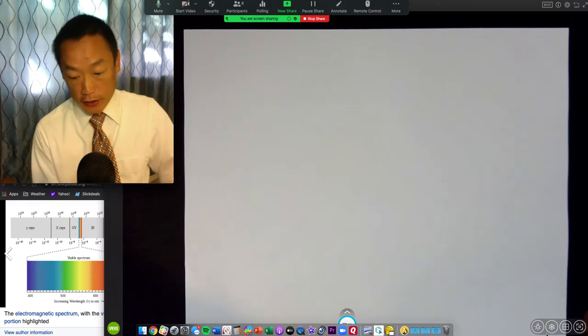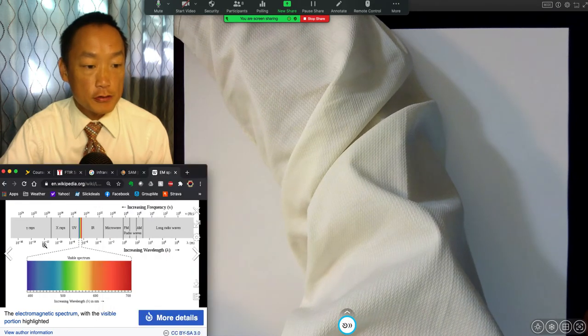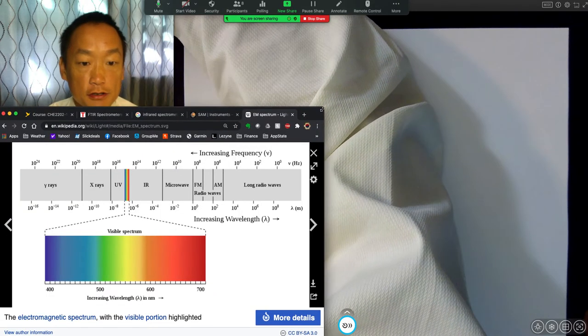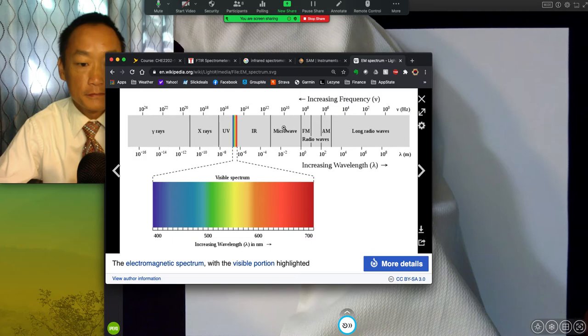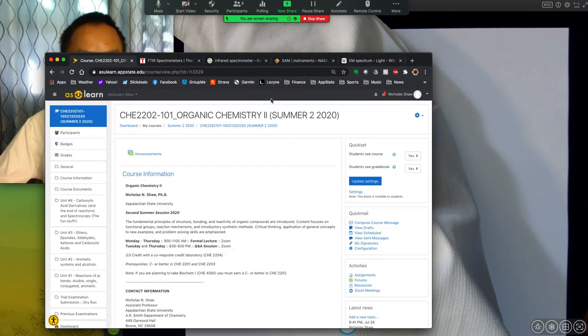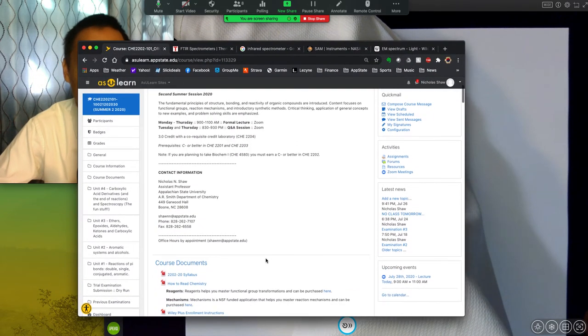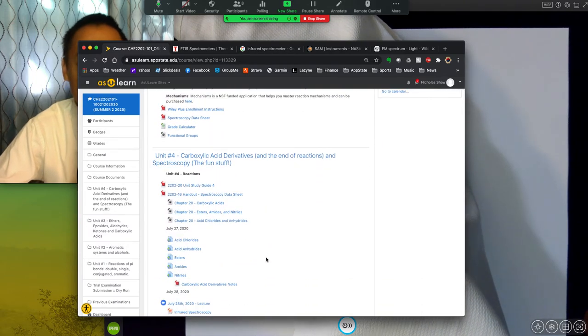Let's get started. The first thing I want to do is draw your attention to the As You Learn page. Today's going to be so much fun. We finally get to leave chemical reactivity. Here's the As You Learn page, I'm sure you all are familiar with this, and as we scroll down to unit number 4, the title, Carboxylic Acid Derivatives and Spectroscopy.